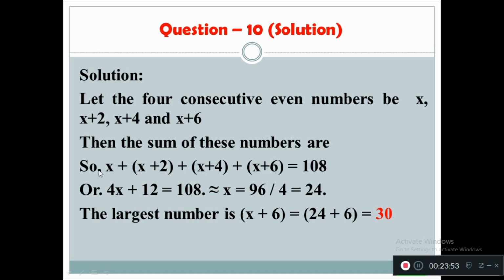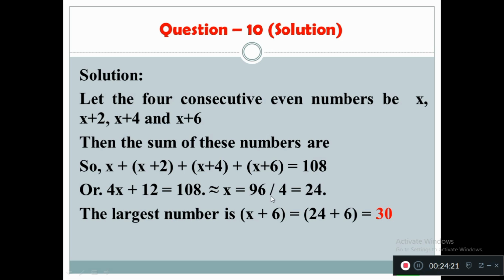Now the sum of these numbers, so you are adding all the numbers, which gives 108. Now add all the x, that will be 4x. So all the numerals here, 2 plus 4, 6, plus 6 will be 12. So 4x plus 12 is equal to 108. And x is equal to 96 upon 4, which will be 24.